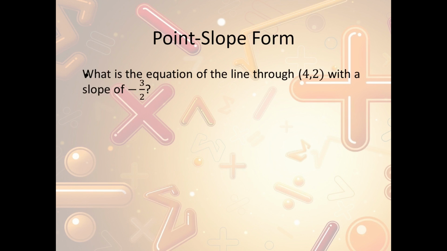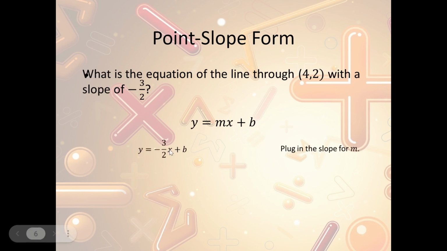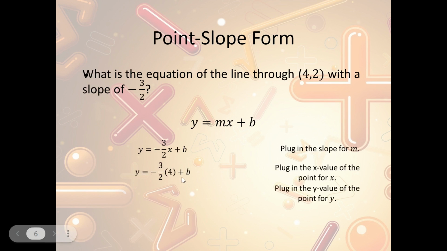Let's look at one more example. We're given a point (4, 2) and the slope of -3/2. So we're going to use the form y equals mx plus b, and we're going to plug in the slope for m, which is -3/2. So that goes there. And we're going to plug 4 in for x there. So we got y equals -3/2 times 4 plus b. Then we're going to plug 2 in for y, which is here. So it becomes 2 equals -3/2 times 4 plus b.